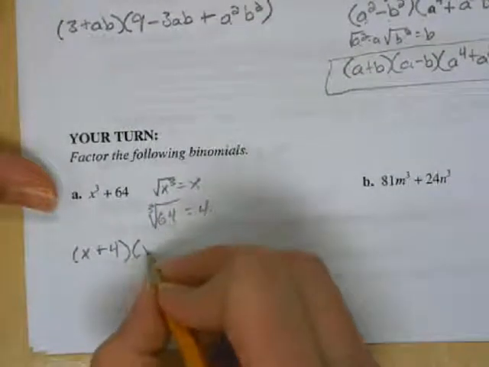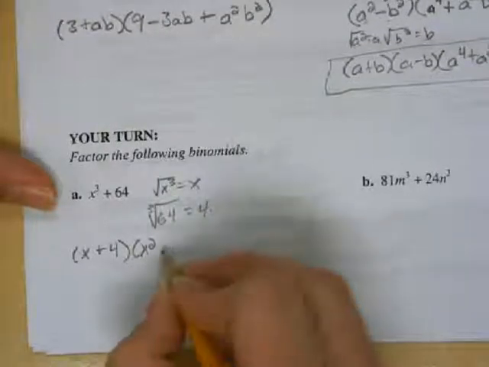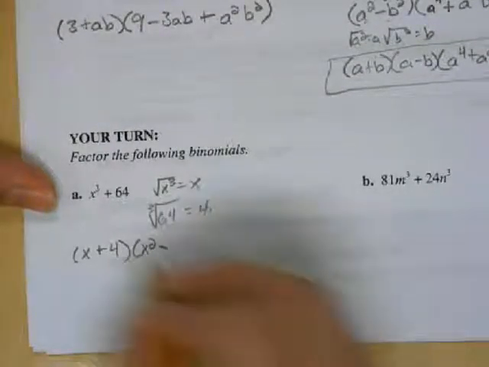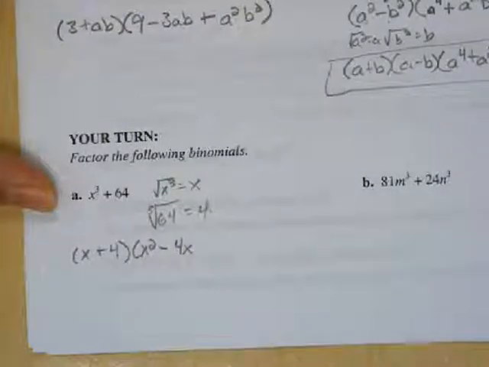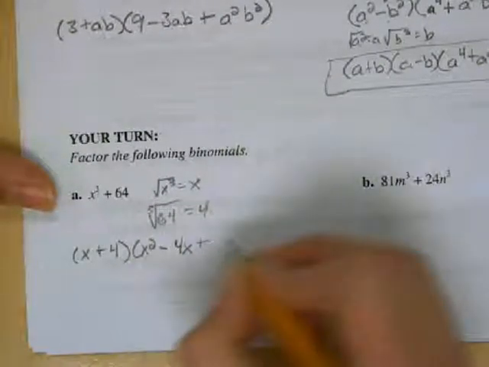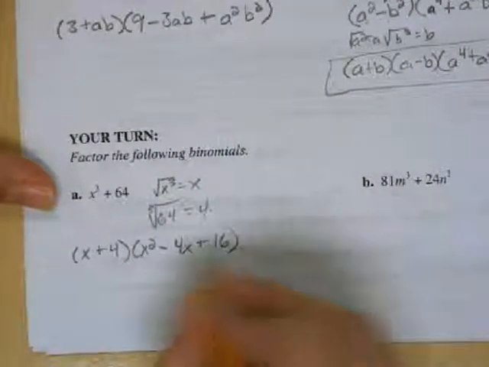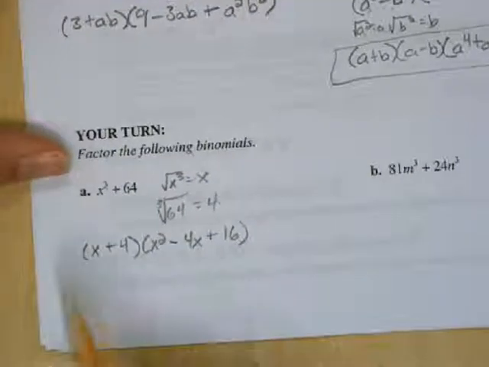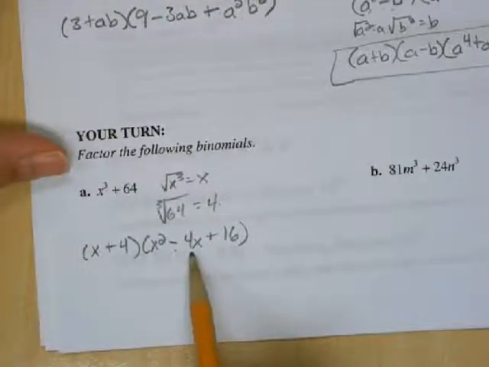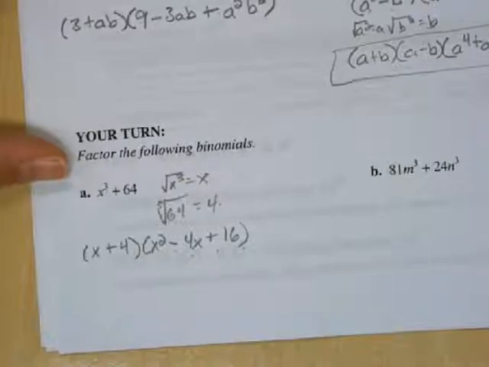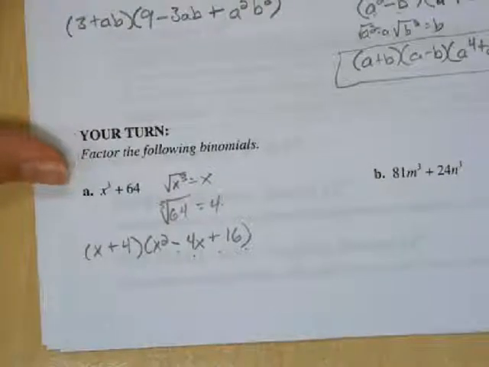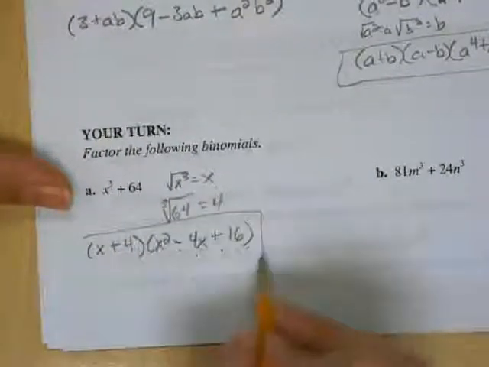Square the first term. Opposite sign. Multiply the two terms. Add and square the second term. 4 squared is 16. Square the first, opposite sign, multiply, add, and square again. SOAP. That's a good way to help you remember that. That's all there is to that one.